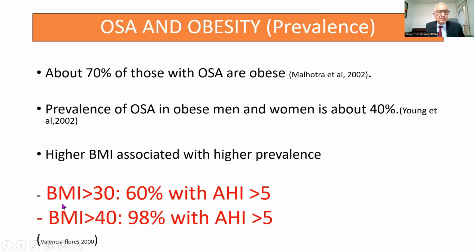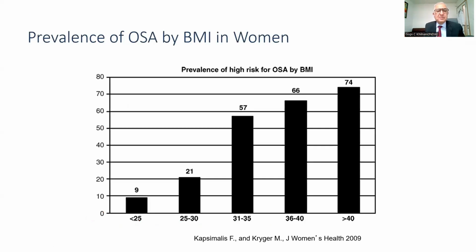So if the BMI is more than 30, 60% of patients will have an AHI of more than 5. If the BMI is more than 40, 98% will have an AHI of more than 5, which is actually the number used for diagnosing OSA. So as the BMI increases, as I said, in the ladies also, a BMI of 25 to 30 is 20%. This is another study which is shown. And if the BMI is more than 40, it goes up to 74%.